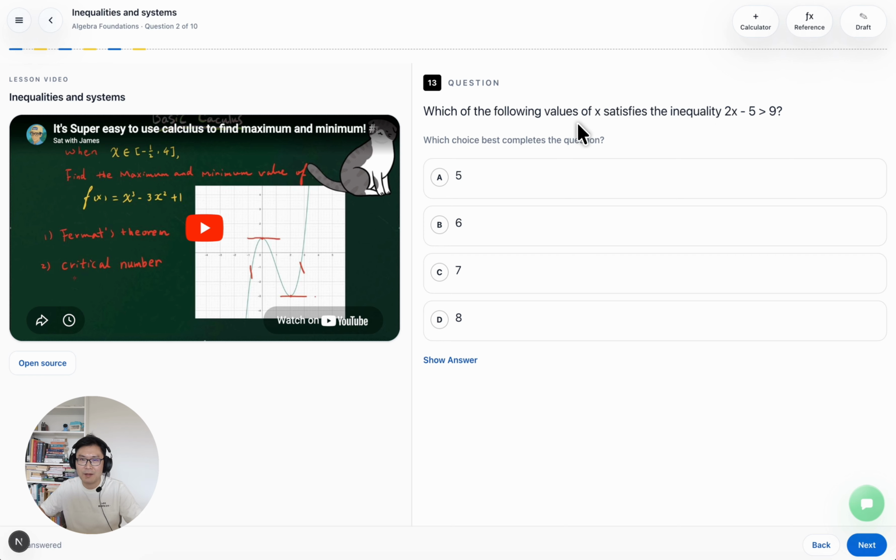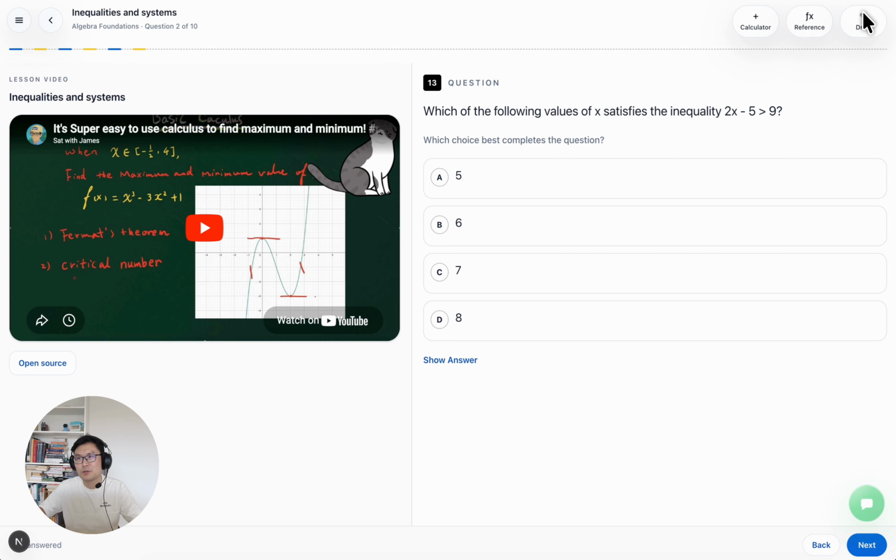Which of the following value of x satisfy the inequality, right? And you have the draft button over here. Click the draft button and move it to the left side. And then you can start to use this draft window to solve this problem. Let's just do this problem together.